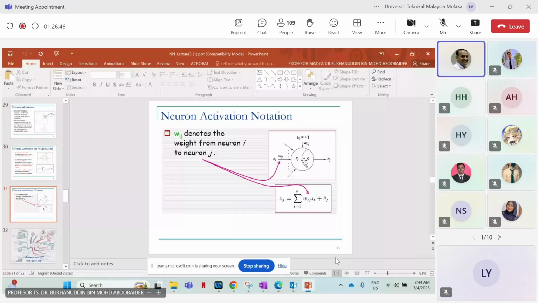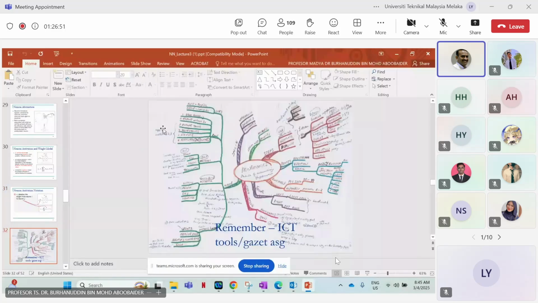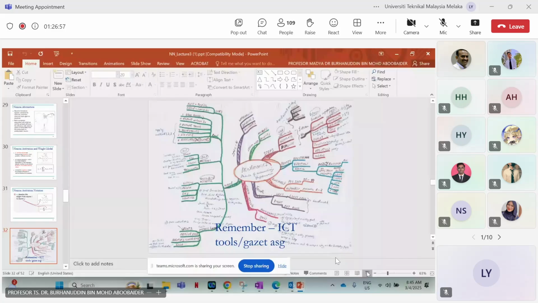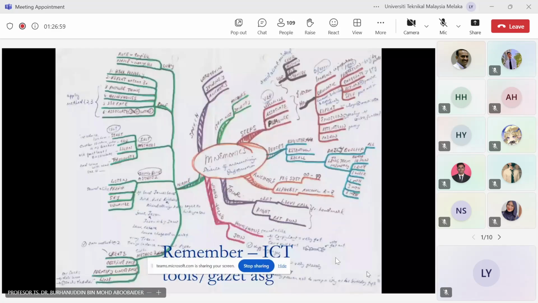All right. If you look at the biological, it's like this also. For example, we want to remember things. Okay, I will try to put it in slideshow. Can you see my slideshow? Yes, Prof.